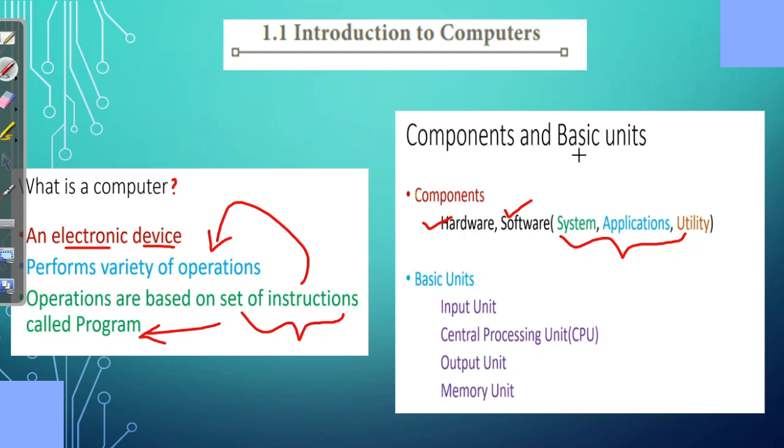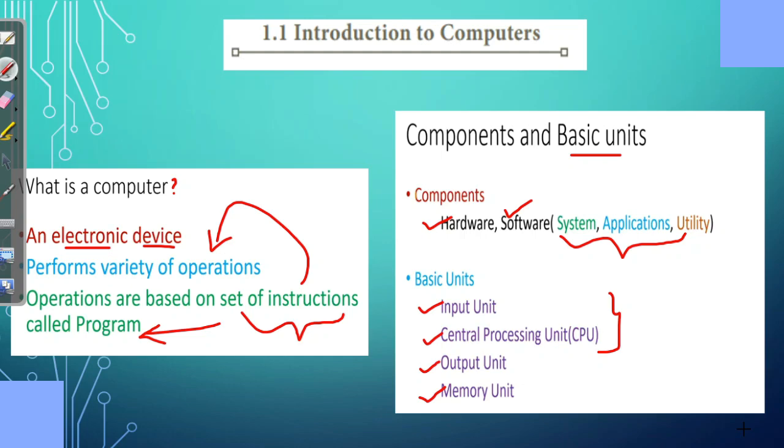Coming to the basic units of a computer, you have an input device for giving your input, then the central processing unit for processing your data, and the output unit. The input, processing and output should be saved in your memory. That is your 4th part. So the basic units are input, the central processing unit, that is CPU, the output unit and the memory unit. Coming to components, you have hardware components as well as software components. Under software you have system, application and utilities.